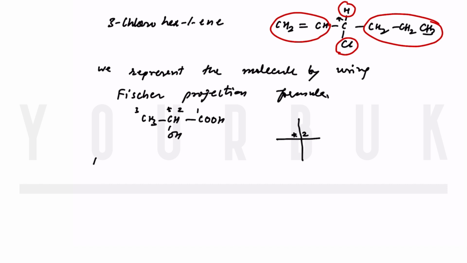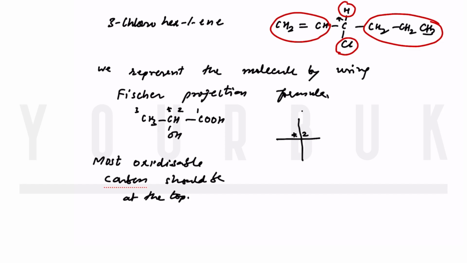And in the Fischer projection, the most oxidizable carbon should be at the top. So we have the carboxylic acid at the top of this vertical line and the methyl at the number 3 position at the bottom. Now at carbon number 2, we have a choice. I can write either OH on the right and H on the left, or OH on the left and H on the right. But there is no change in the carboxylic acid group and the methyl group.